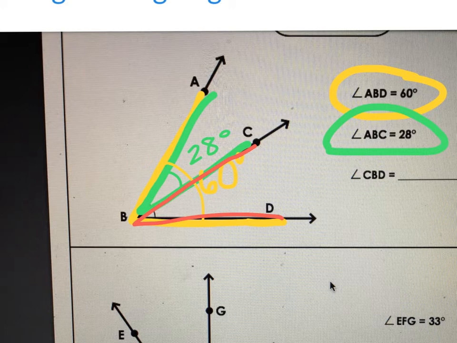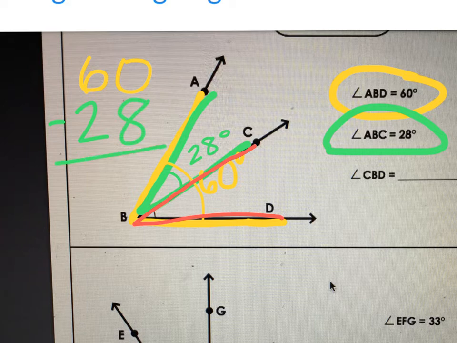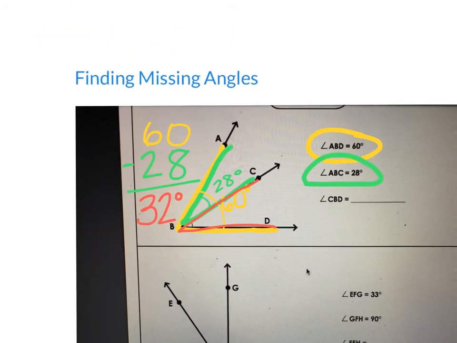What I'm going to do is I'm going to take, in this case, the big angle, 60. I'm going to subtract away the small angle that I know, which is 28 degrees, and that should give me what's left. So that should give me what's in red. Okay? So 60 minus 28, well, let's see, I know 60 minus 20 is 40, and 40 minus 8 is 32. So the red angle should be 32 degrees.